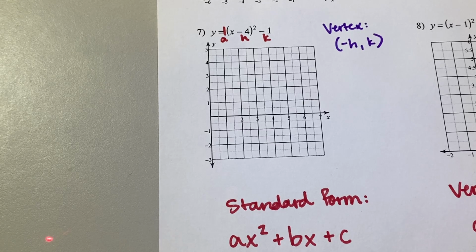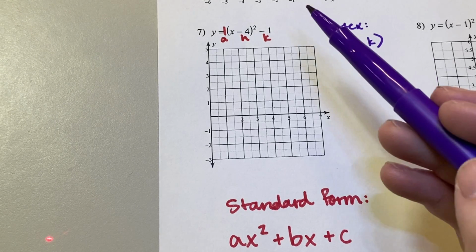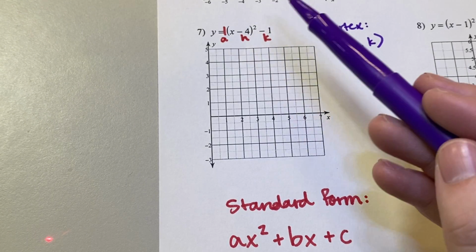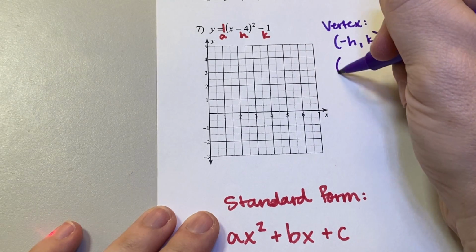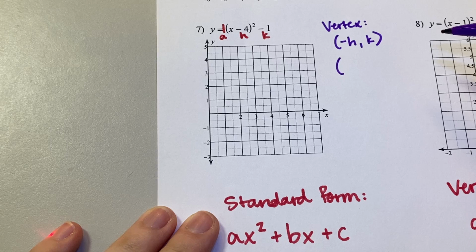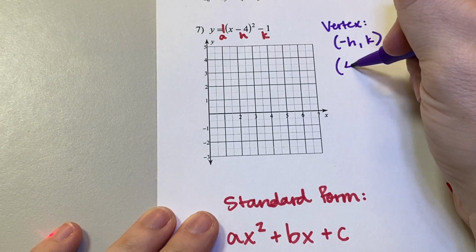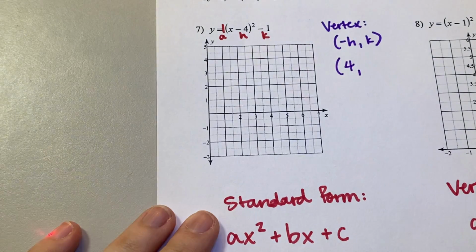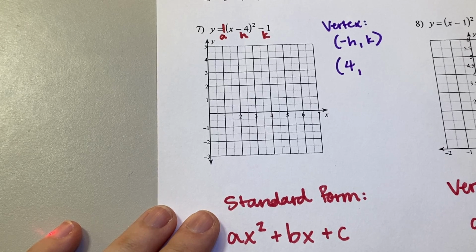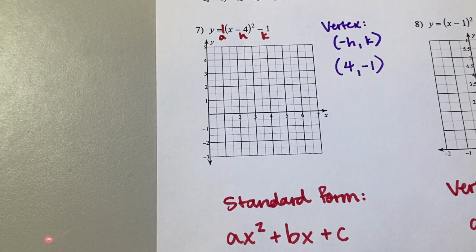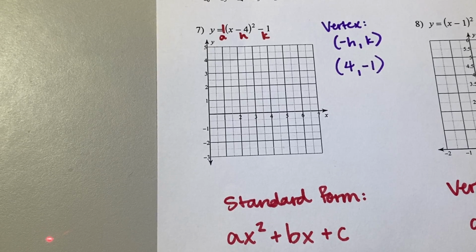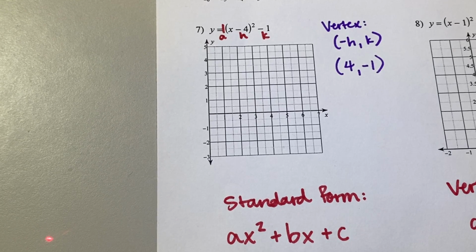And you're like, wait, Mrs. Campbell, why is it a negative? What do we have to do to that sign for our H? Change it. So our vertex is not negative 4, it's positive 4. What about my K? Do I change the sign on that one? Nope, stays the same. So 4, negative 1. And there's our vertex. Boom, done.